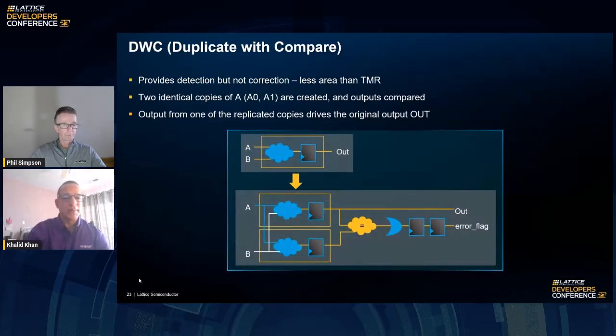The duplicate with compare feature provides protection with less area utilization at the cost of no auto error correction. However, it does provide a mechanism for error detection and lets the user decide how to deploy error correction measures. You can insert error flags at the output to monitor any error by comparing the outputs. If the outputs do not match, you have the ability to reprogram or drive the error flag to design error correction logic.